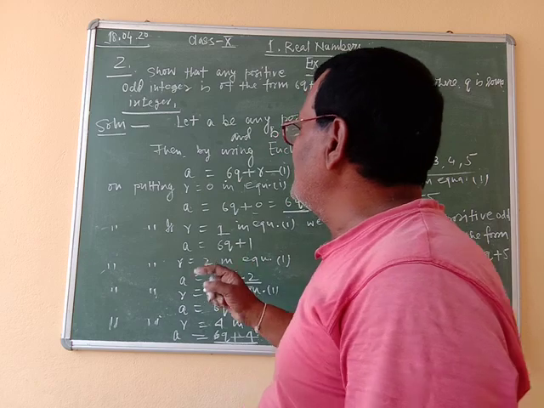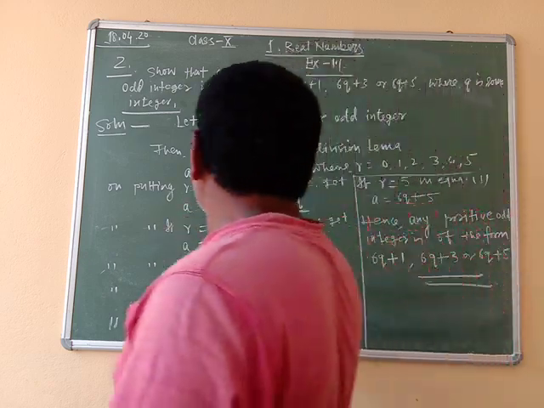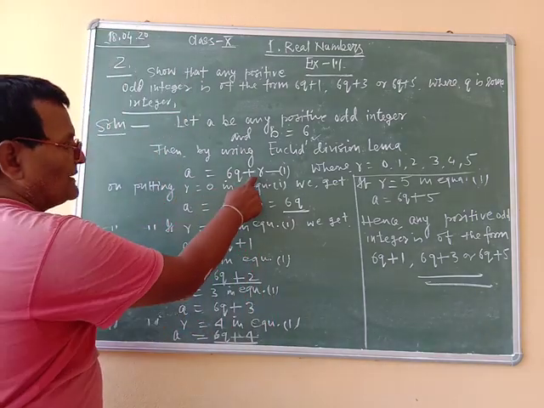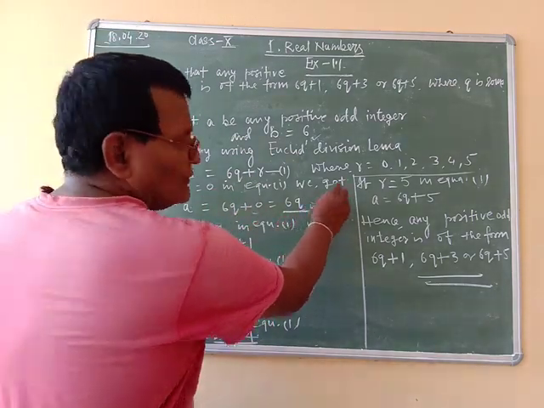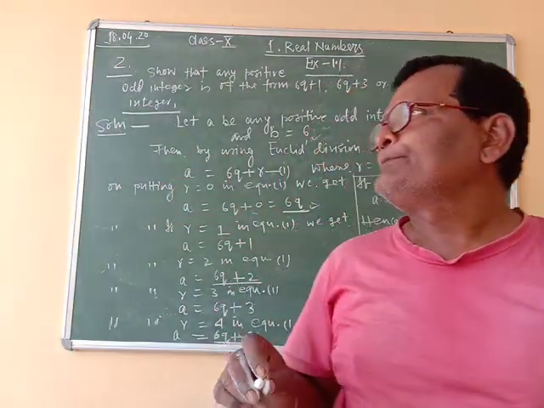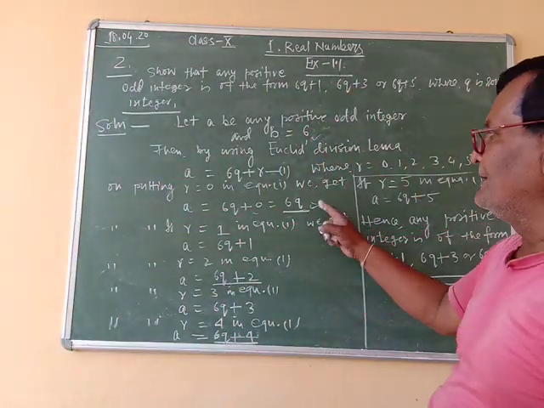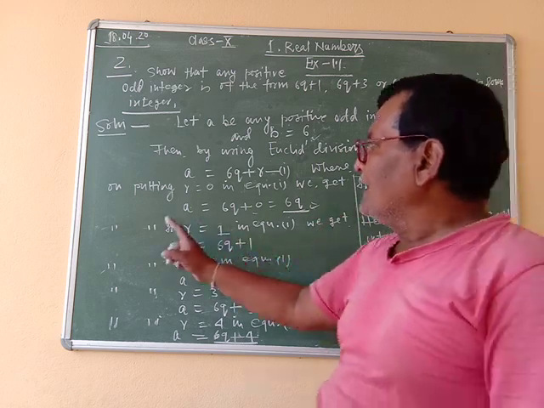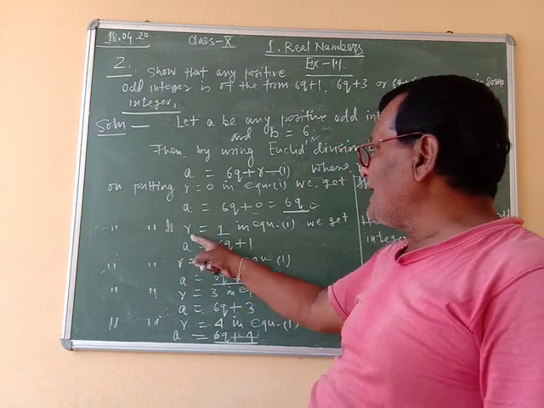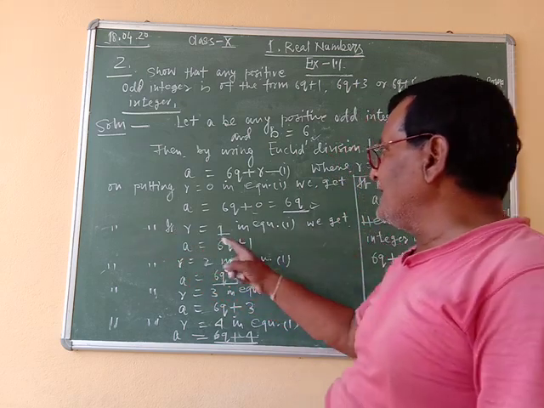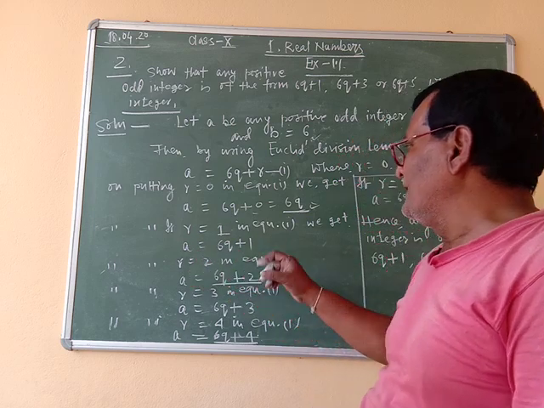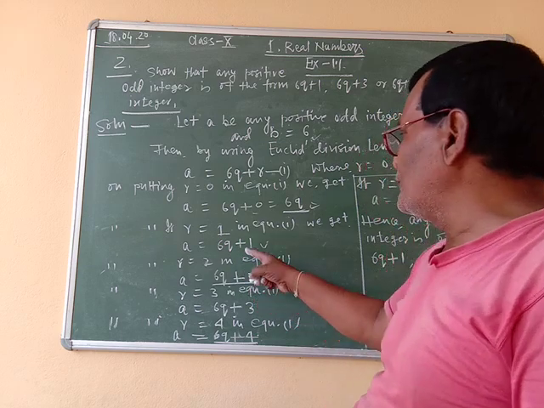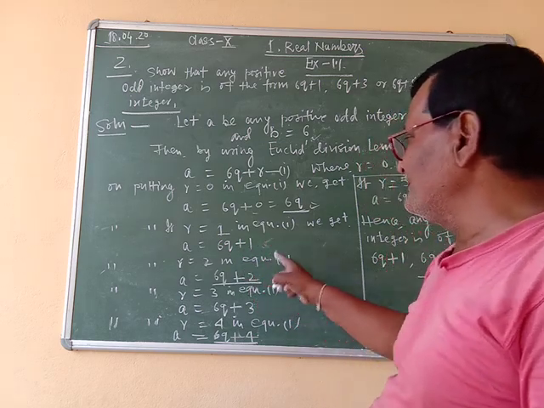Now on putting r equal to 0 in equation 1, we get a equal to 6q plus 0, which is 6q. We know that 6q is an even integer, so we reject this value. Again, on putting r equal to 1 in equation 1, we get a equal to 6q plus 1. 6q plus 1 is an odd integer.